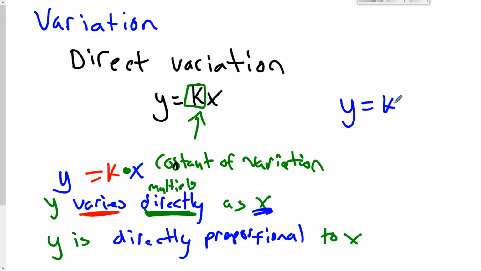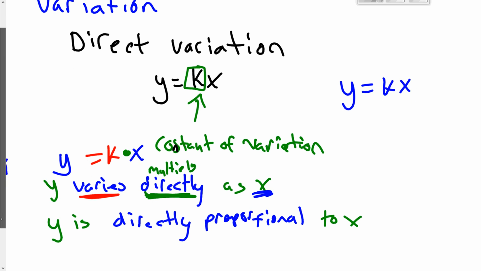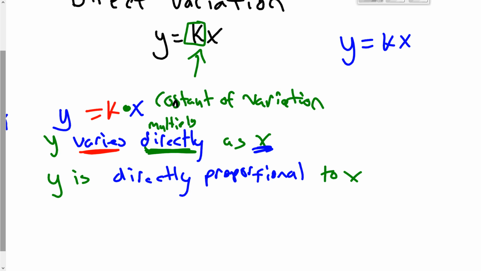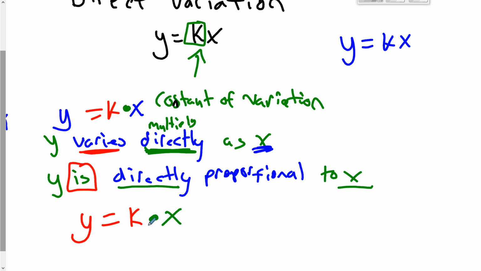Y equals kx. Same thing with this one, a little bit different because it's using different words. It doesn't have the word varies in it, but y is directly proportional to x. So y comes before directly, and it also says the word is. Y is means y equals k, and what follows the is gives your operation. It says directly, so that's multiply, and whatever follows that is what we multiply by k. It's x, so we multiply by x.